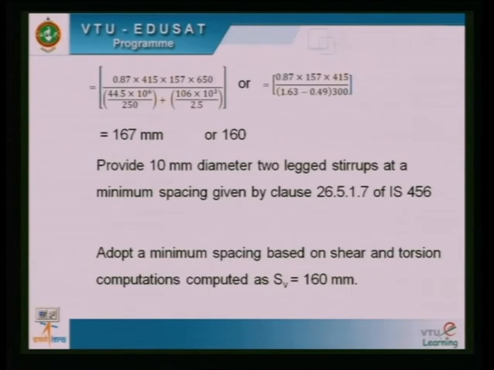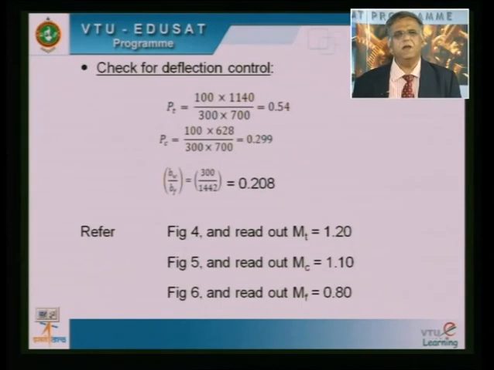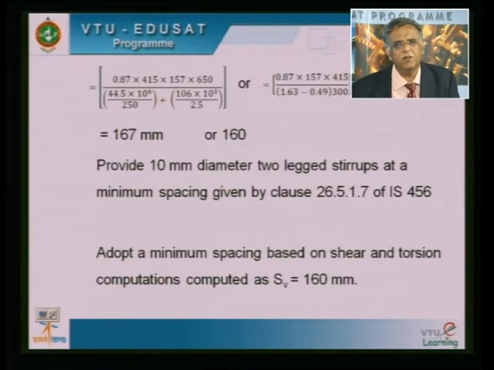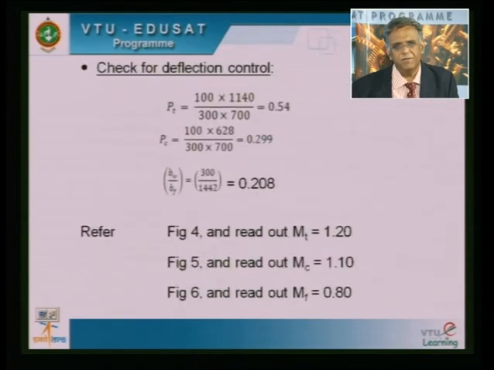This time I use 10 mm diameter bars, for which the area is pi by 4 into 10 square. If it is 2 legged, it is 2 into pi by 4 into 10 square. So, now we have got the spacing as 160 mm. As usual, the check for spacing has to be done: 0.75 times d or 300 mm, and this is lesser than that. Therefore, this value of Sv has been picked up and used as the spacing.